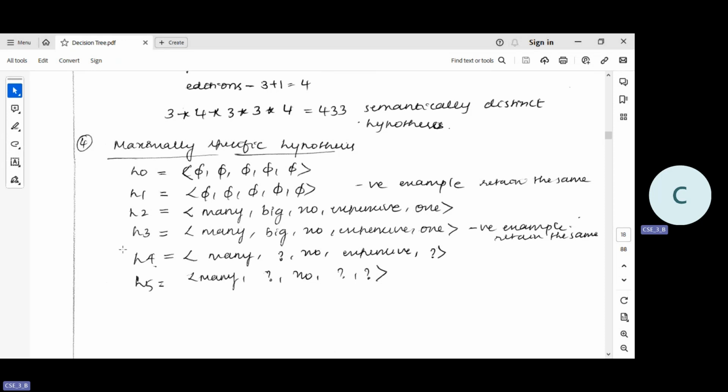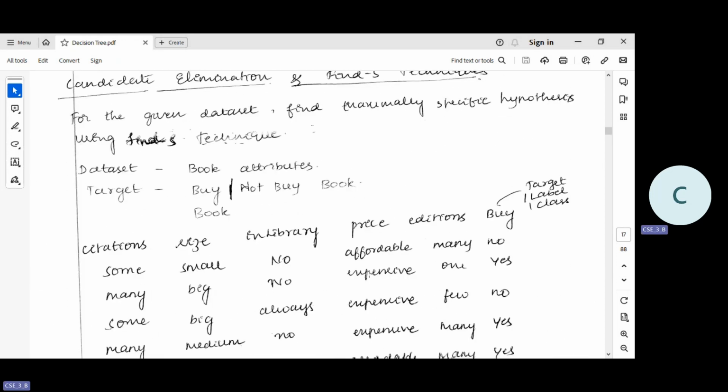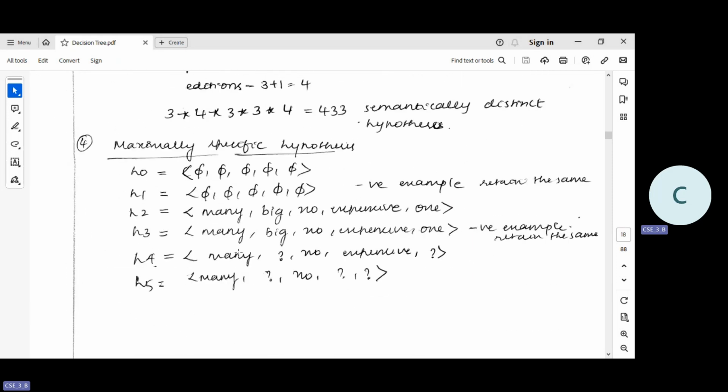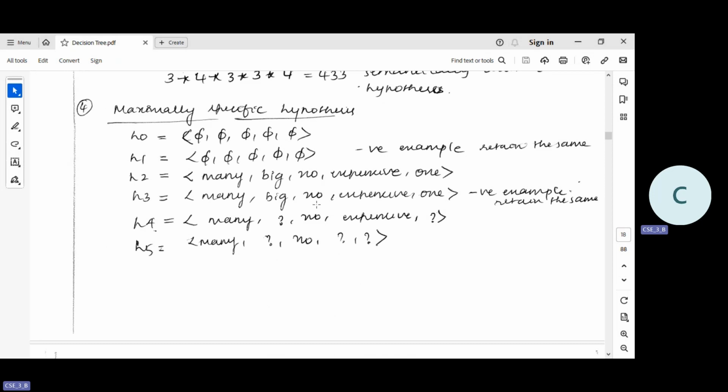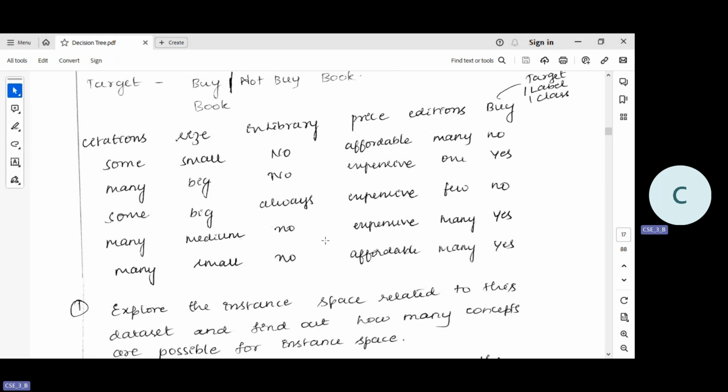Next we go with the third training example. We can observe here that the third training example is negative. So we are retaining whatever we observed in the previous iteration. We are going to retain it as it is. We can observe here many, big, no, expensive, one retained as it is. And again in the fourth training example, we can observe here the outcome is positive.